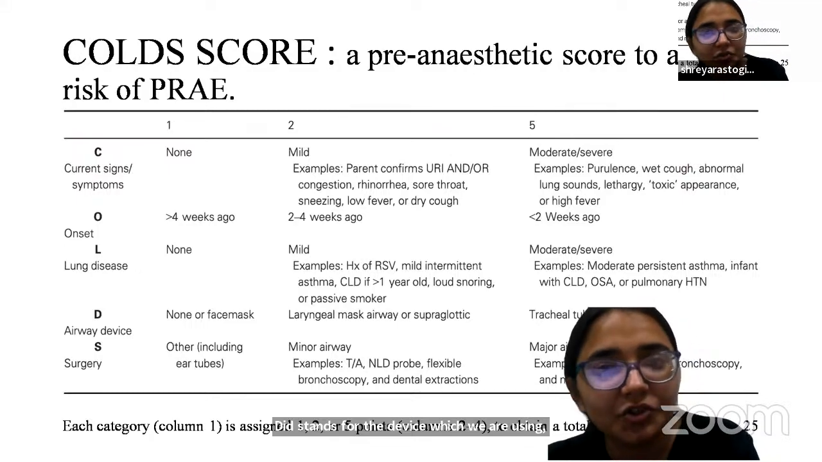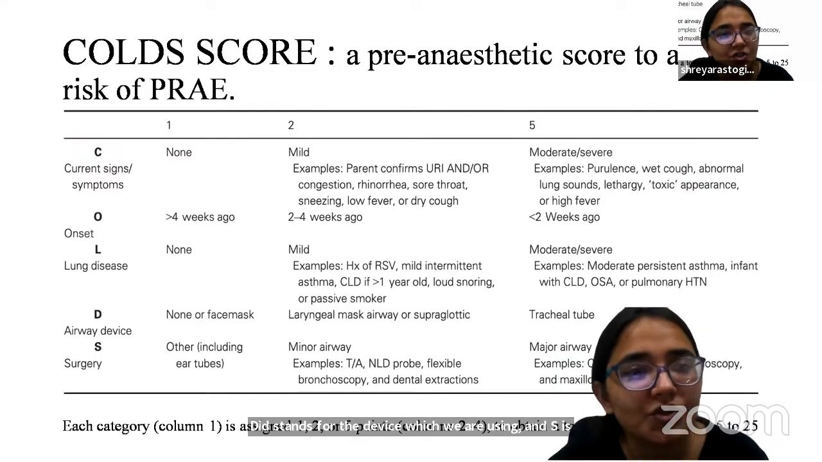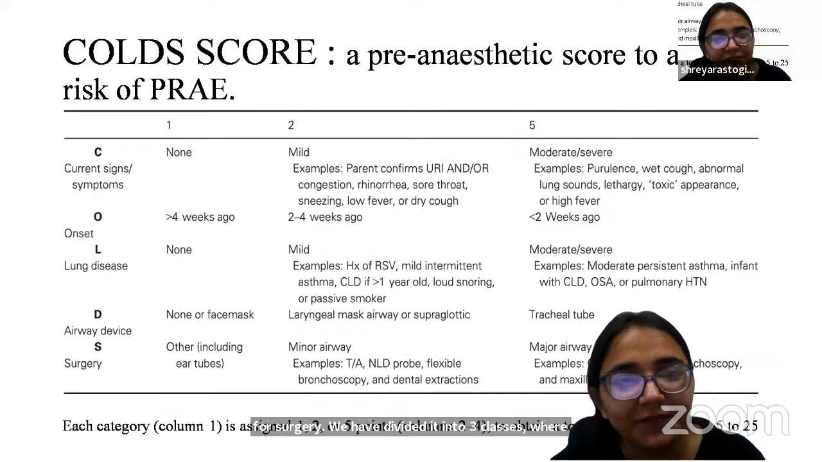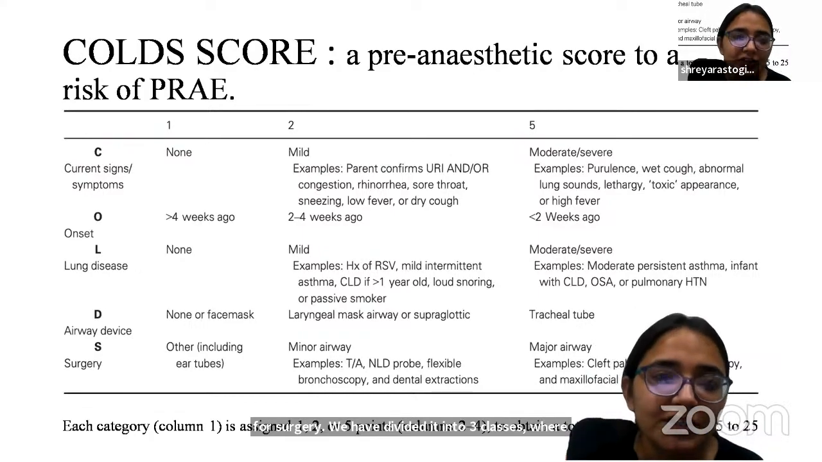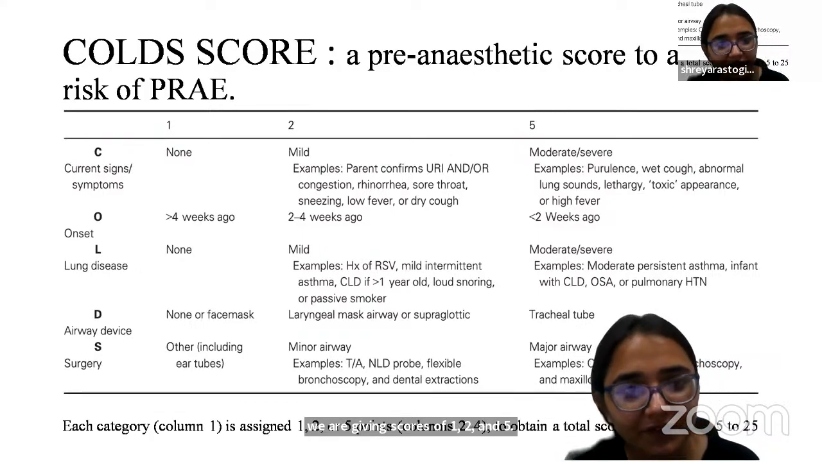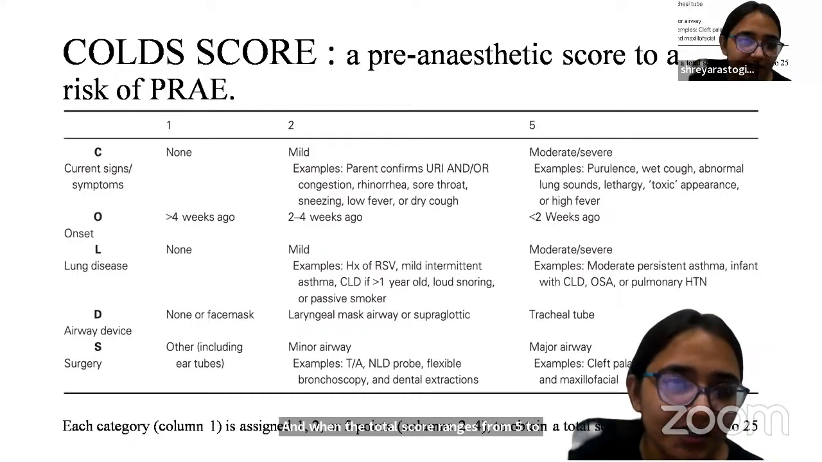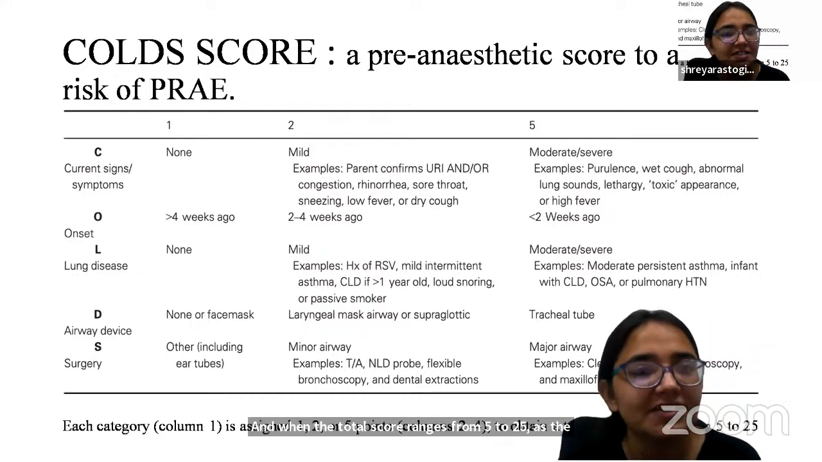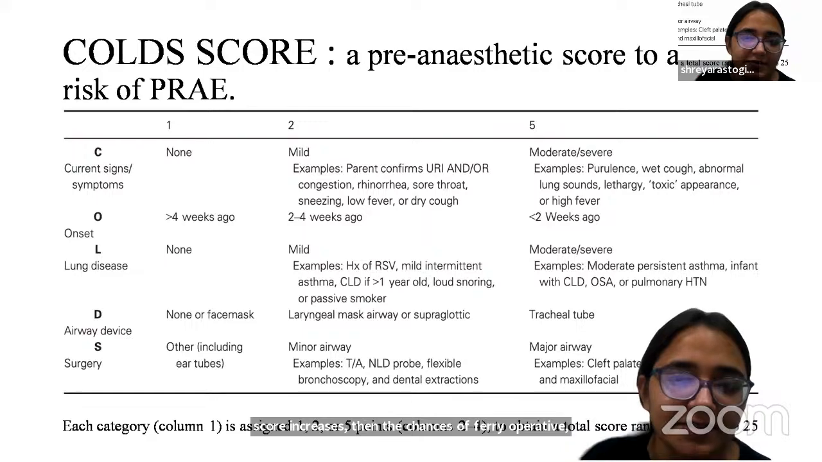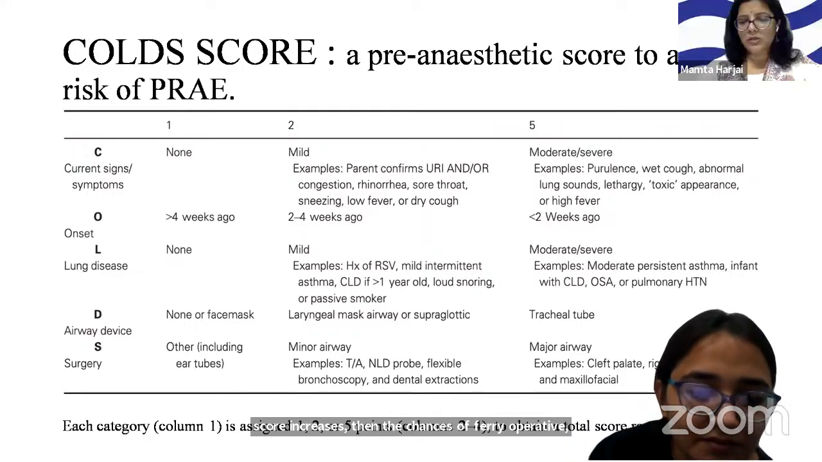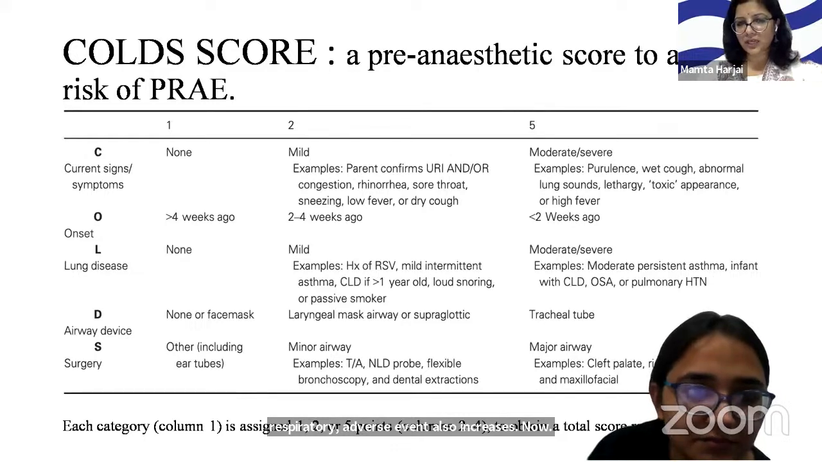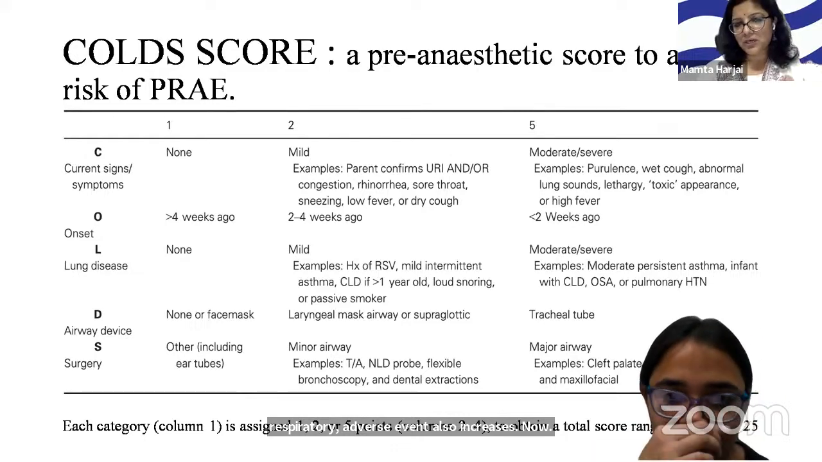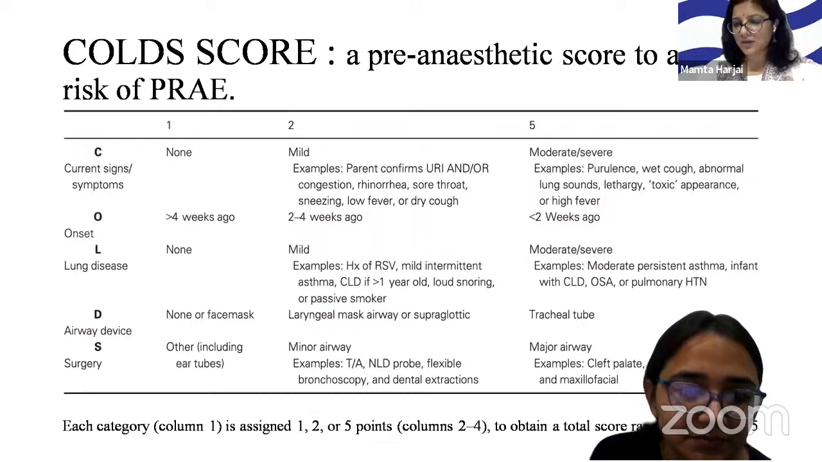We have divided it into 3 classes where we are giving scores of 1, 2, and 5. And ma'am, the total score ranges from 5 to 25. As the score increases, the chances of perioperative respiratory adverse event also increase, ma'am. So cold score is basically giving an alert to the anesthetist as well as to the surgical team that even if the patient has to be taken off surgery, each patient should be categorized as a high risk category.